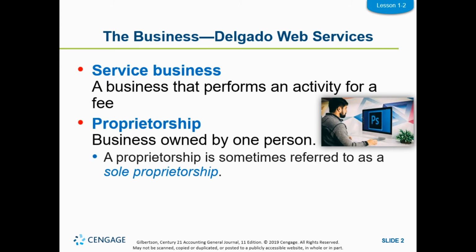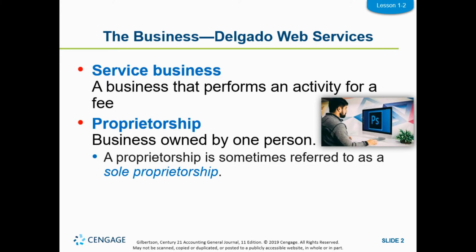Next, we talk about a proprietorship. A business owned by one person, we also call that a sole proprietorship. This is probably the most common form of business, all right? And in this case, we would say that the owner is legally responsible for all elements of the business and has total control over the decisions of the company.